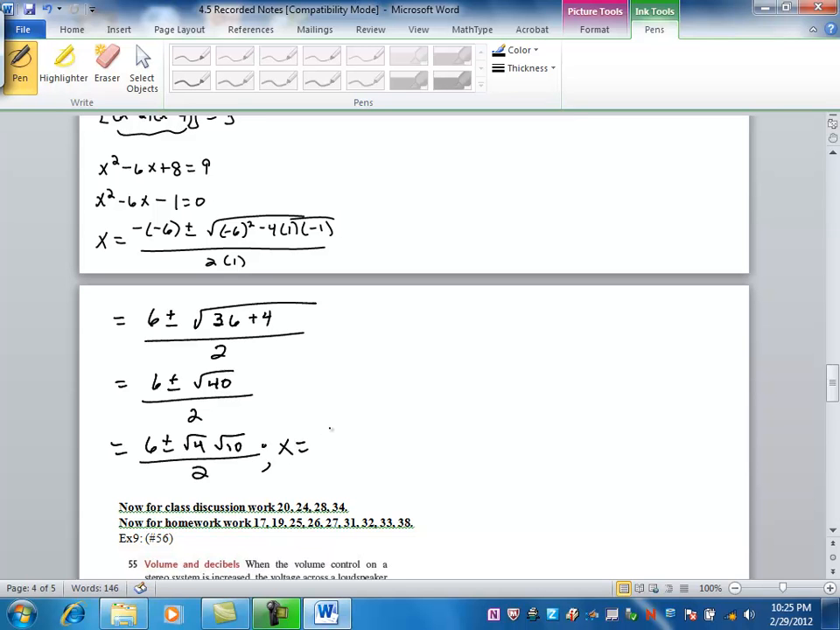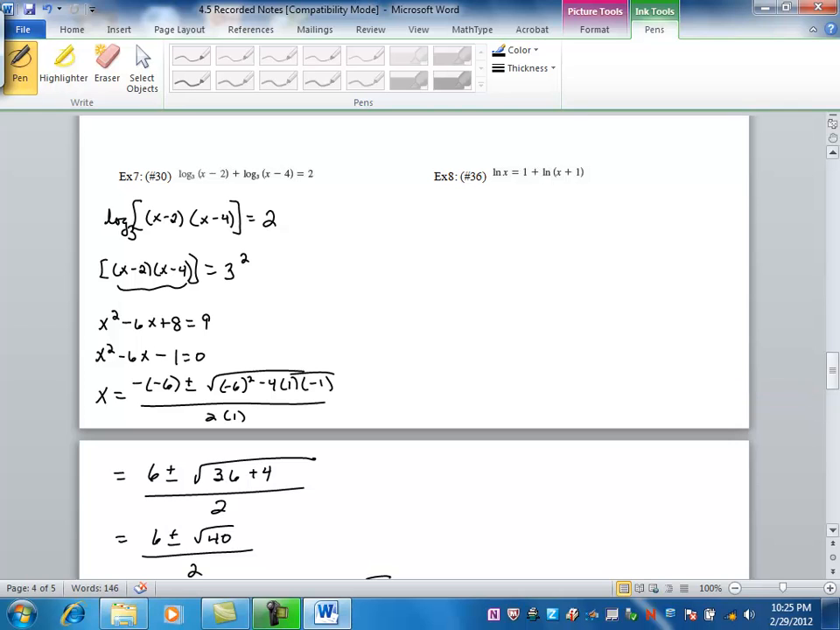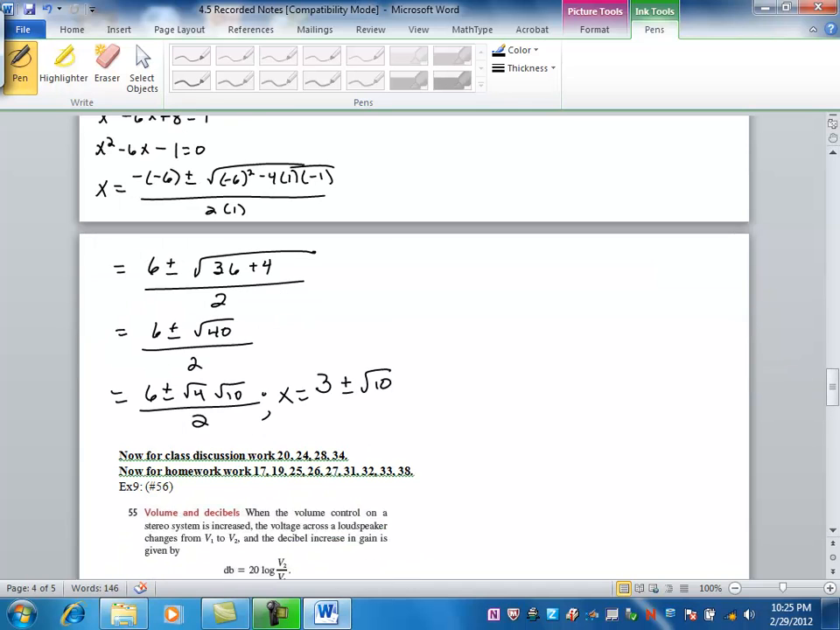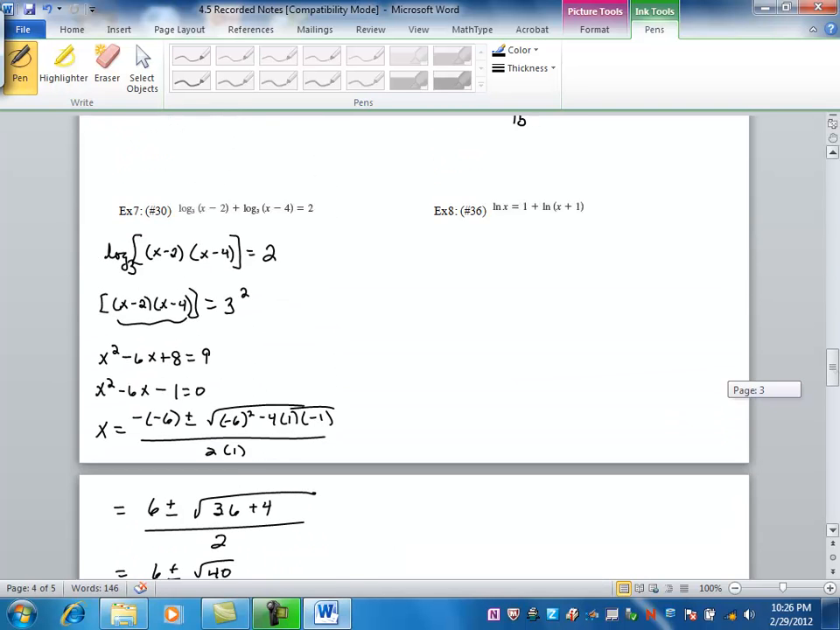So x equals 6 divided by 2 is 3. This, folks, is a 2. 2 divided by 2 is 1. Plus or minus root 10. We check out our problem here. Will either one of these cause one of my arguments to become negative? Well, clearly 3 minus root 10 is going to be negative, and it won't work in either one. So only x equals 3 plus root 10 is the solution.